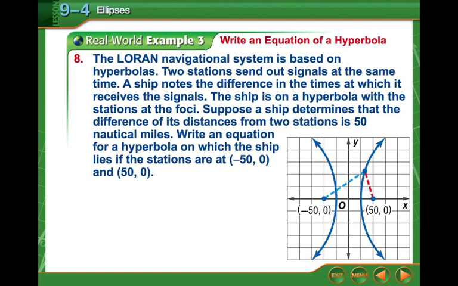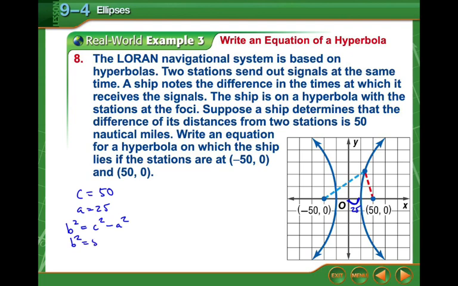So what we know here is based on where the foci are, that c is going to be equal to 50. From our graph, that means that each square is 50, which means this is only 25. So a is 25. So b squared, really, we don't need to worry about b itself, is just going to be c squared minus a squared.